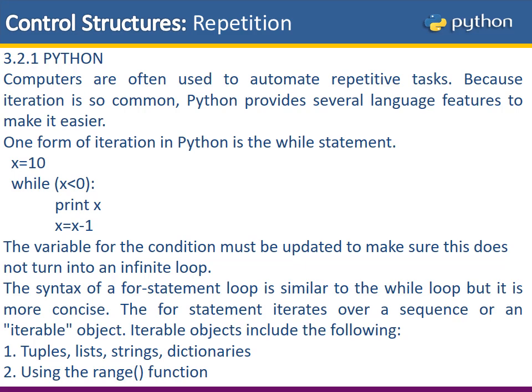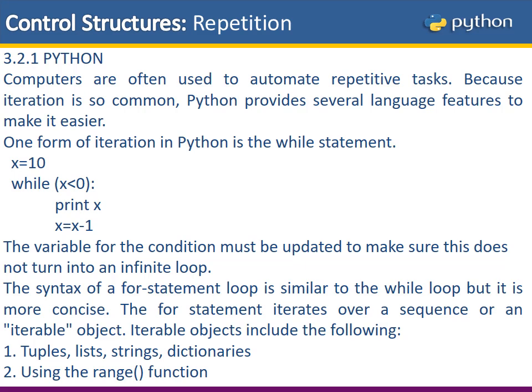The example code here: s is a variable, s equals 10, while is the condition, inside the brackets, s greater than 0, print s, and s equals s minus 1. The variable for the condition here must be updated to make sure that this does not turn into an infinite loop that does not have an end. And we have the syntax of a for statement loop as well.